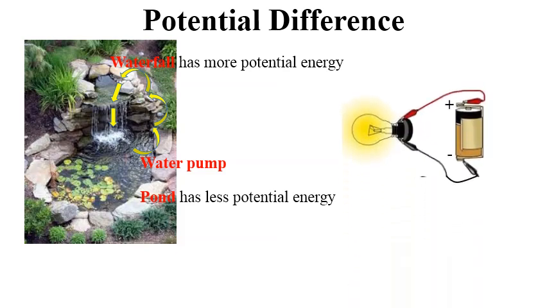A similar process takes place in the flow of electric current in an electric circuit. In the circuit, the dry cell provides electric potential energy to electric charges.